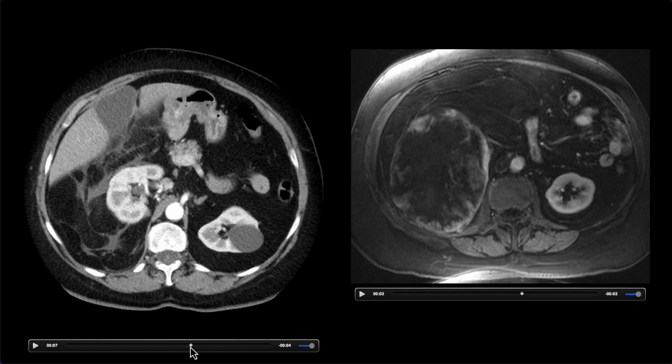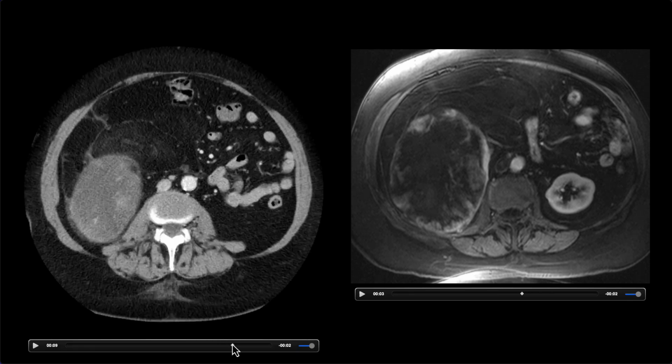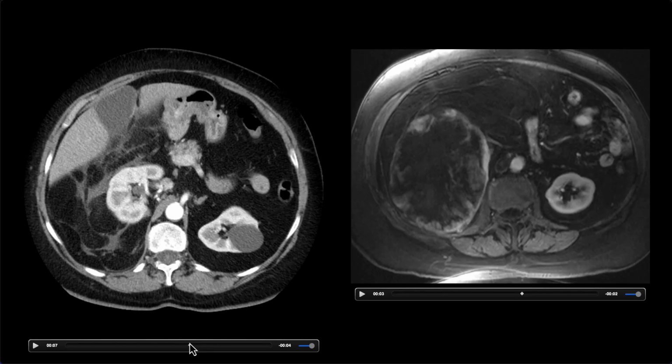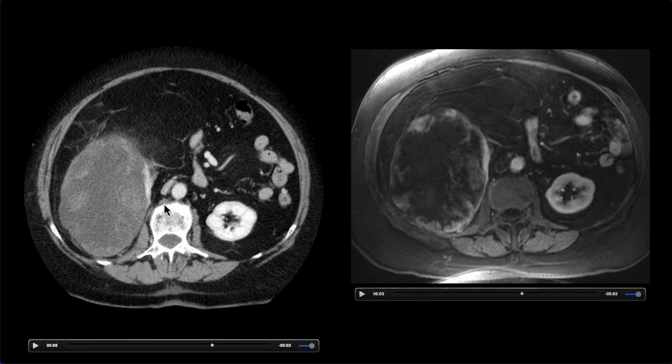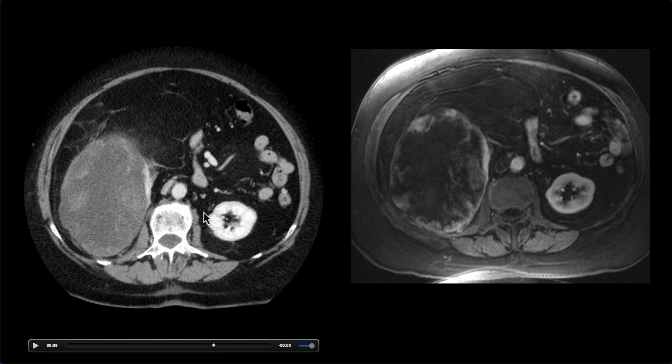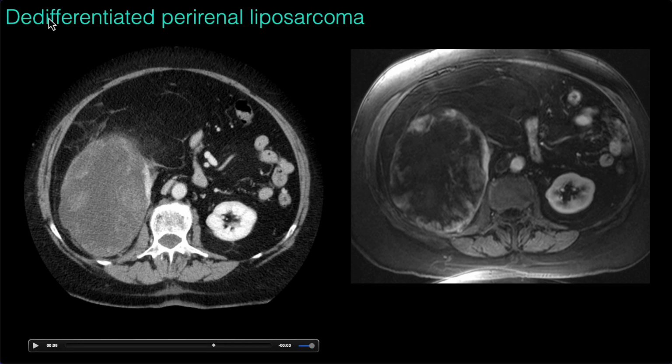And again, this just required biopsy. We made the key observation that it looks like it's arising from the kidney based on that claw-like appearance of the lower pole. And ultrasound-guided biopsy was performed, which found a dedifferentiated pararenal liposarcoma.